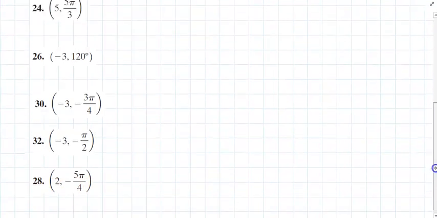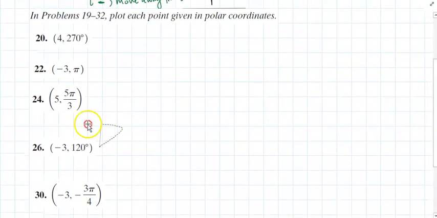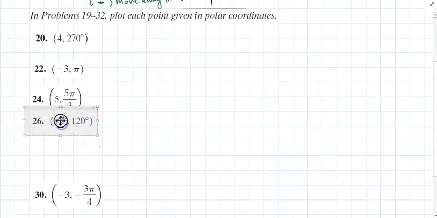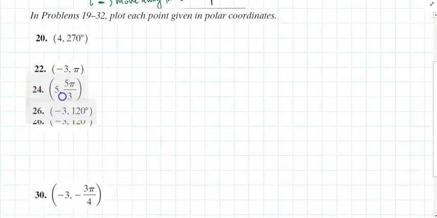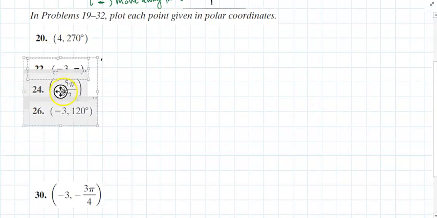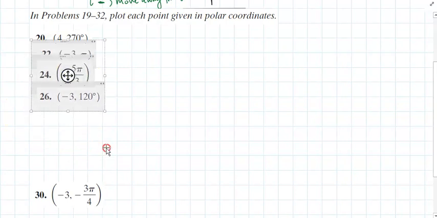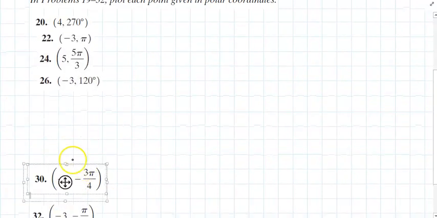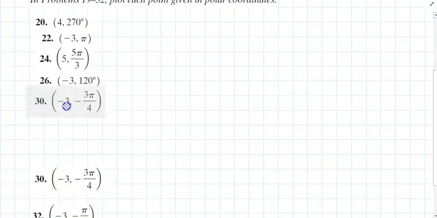So, rectangular coordinates. We take the x-axis, the y-axis, and we kind of create a bunch of rectangles, and that's where the name comes from, rectangular coordinates.